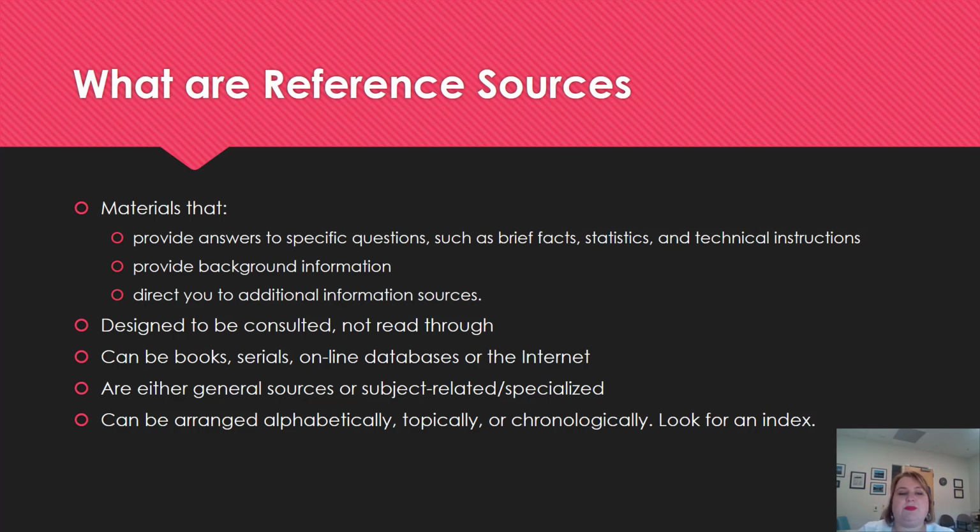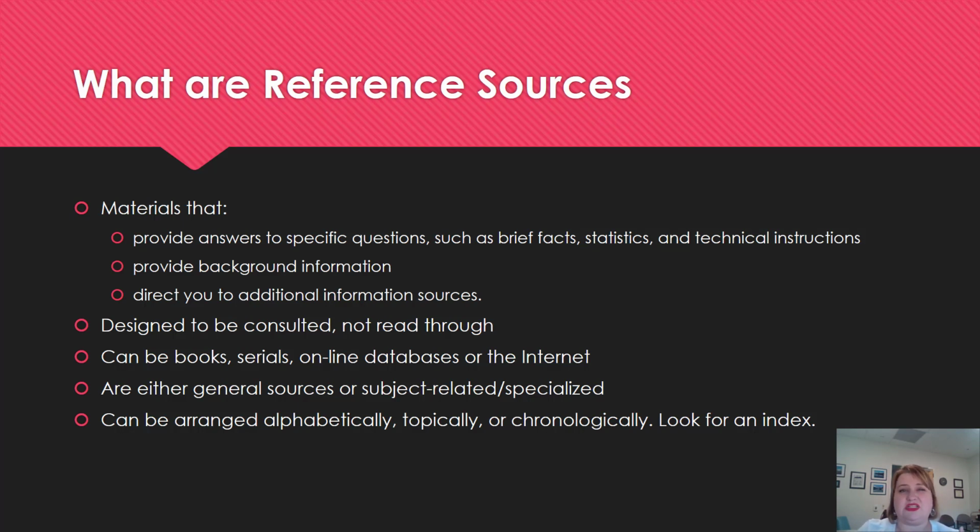So reference resources typically are what people think of as books, but they can also be serials, which are things that come out periodically and are regularly updated every year or every few months. They can also be online databases or things that you're going to find through the web. Generally, these are organized as either general sources that cover information on a wide variety of topics, or they're very subject related, specialized, a reference resource on one particular topic. And you definitely see more specialized reference resources when you're looking at academic level ones.